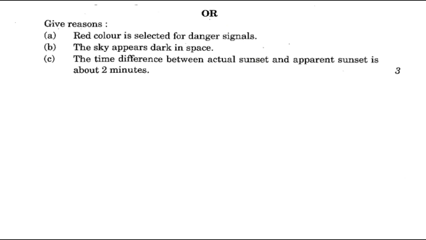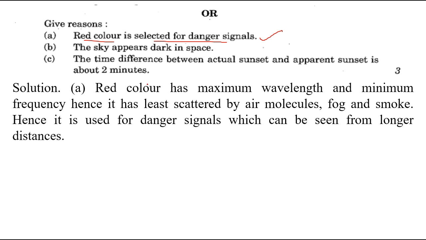So in the second part, part A, it is saying red color is selected for danger signals. You have to give the reason why this is happening. We know that red color has maximum wavelength, or in other words we can say it has minimum frequency. Hence it is least scattered by air molecules, fog or smoke present in the atmosphere, and hence it is used for danger signals which can be seen from longer distances, that we have discussed in our classes also.